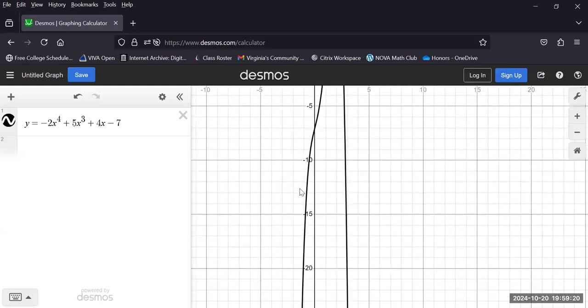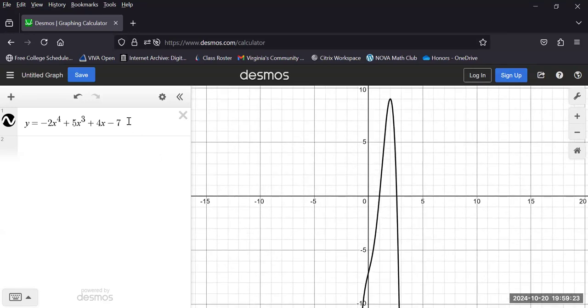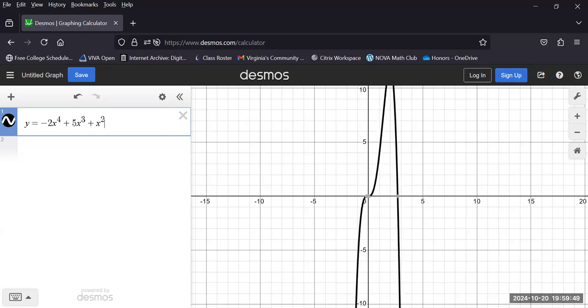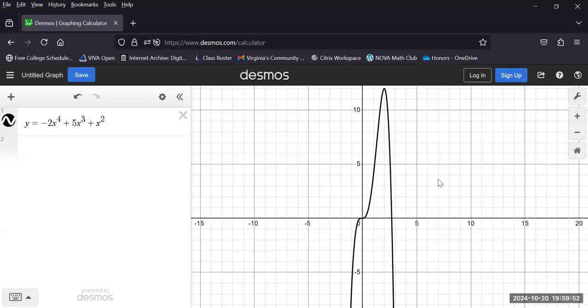Okay. And something to keep in mind again is that it doesn't matter what I put here, as long as it's not bigger than degree 4, the end behavior won't change, but the graph will obviously change, right? So for example, let's say I remove the 4x there and I put x squared. Let's say I take out minus 7. So the graph obviously changes, but the end behavior doesn't, right? So as x goes to positive infinity, the y values still go to negative infinity. As x goes to negative infinity, the y values still go to negative infinity.